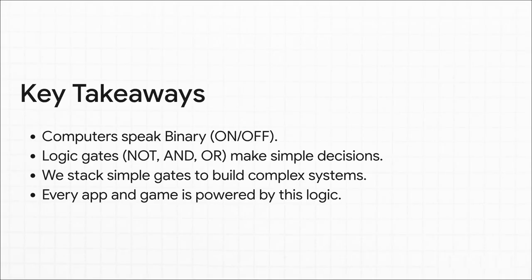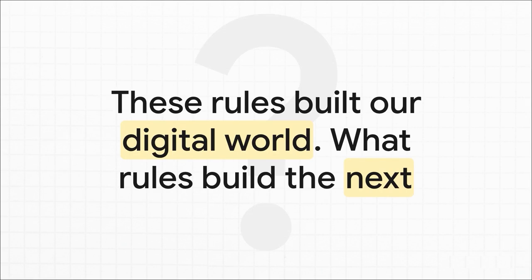So to wrap this all up for you and your students, what are the big ideas? First, computers speak a simple language called binary, just on and off. Second, we use tiny switches to build logic gates, like NOT, AND, and OR, which makes super simple decisions. Third, the real magic is that we stack these simple decision makers to create incredibly complex systems. And finally, remember that every single app, game, and website you use is built on this very same, very simple fundamental logic.